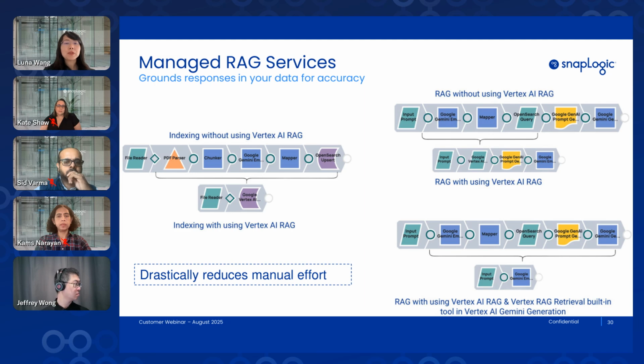We've also made a few smaller but important updates. So we've developed a new set of Vertex AI RAG snaps that let you use the managed RAG services from Google. This significantly reduces the effort of manually chunking, embedding, and retrieving data. You only have to perform file-level operations.